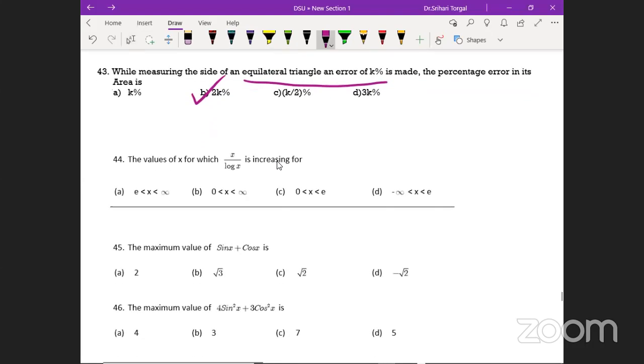Finish all this. The value of x for which x by log x is increasing. I told you e is the critical point here, and you can see by putting the value x equal to 2 here, log 2 is 0 point something, so you get a positive value. Increasing in the interval less than e. Less than e is the answer. And why can we not take the x values less than 0? Because for log x, you cannot take the negative values. That is why option C is the right answer. Got it? Yeah. Next.